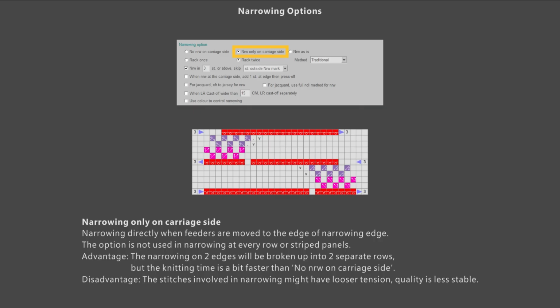separate rows. If we select Narrowing only on carriage side, narrowing is done directly when feeders are moved to the edge of narrowing edge. The option is not used in narrowing at every row or striped panels. The advantage is that although narrowing on 2 edges will be broken up into 2 separate rows, the knitting time is a bit faster than no narrowing on carriage side. The disadvantage is that the stitches involved in narrowing might have looser tension, thus quality is less stable.